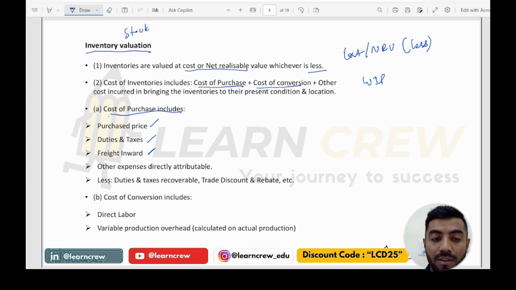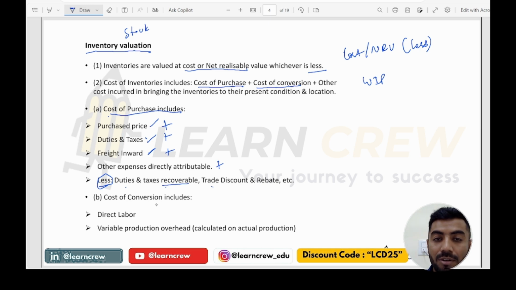Then you have to less duties and taxes recoverable. If the duties and taxes are recoverable, that is refundable, you should not consider these duties and taxes. If it is not recoverable, then you have to add all this: purchase cost, duties and taxes, freight cost, and other expenditure. This you need to less, which is recoverable. And trade discount: directly reduce the trade discount from the value of the inventory itself, from the purchase price itself.